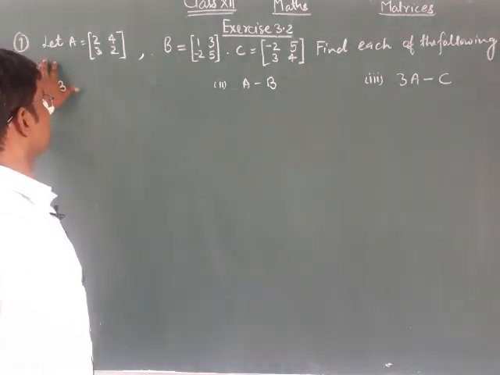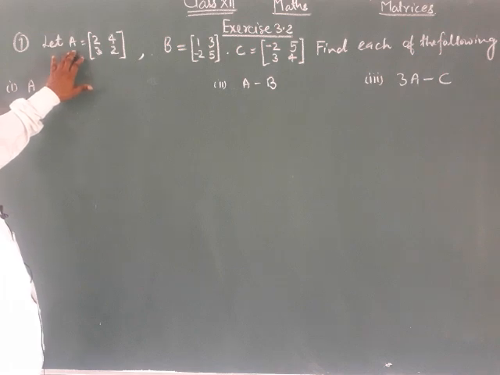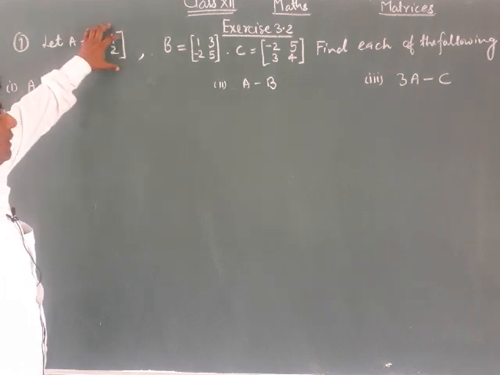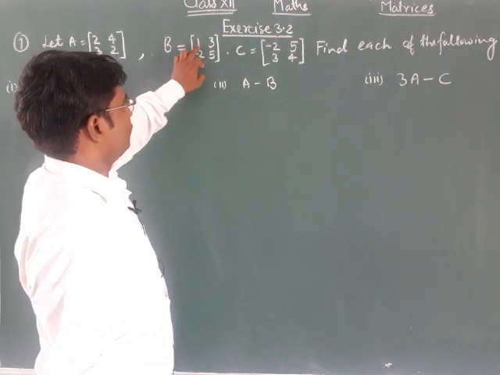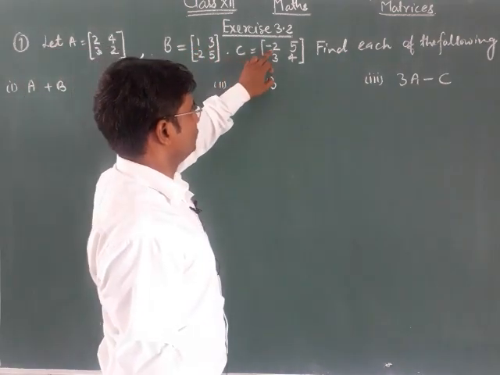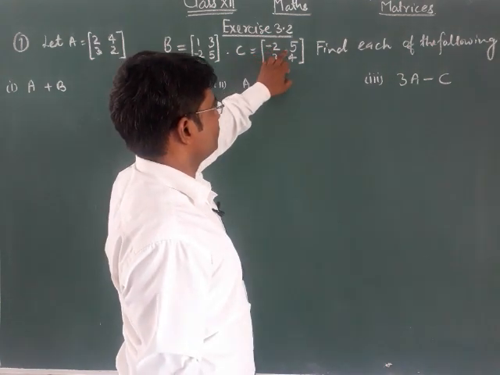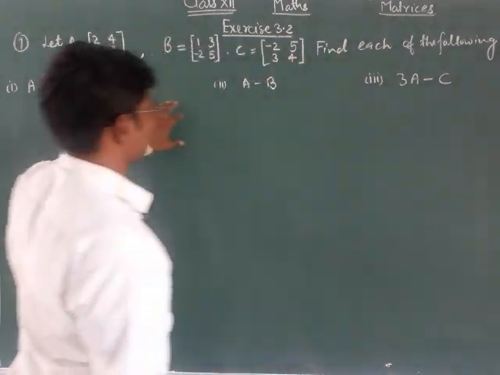Question number one. Given matrix A is equal to [2, 4; 3, 2], and matrix B is equal to [1, 3; -2, 5]. C is equal to the matrix [-2, 5; 3, 4]. Find each of the following.